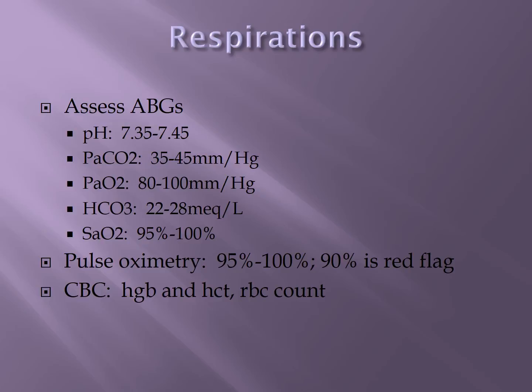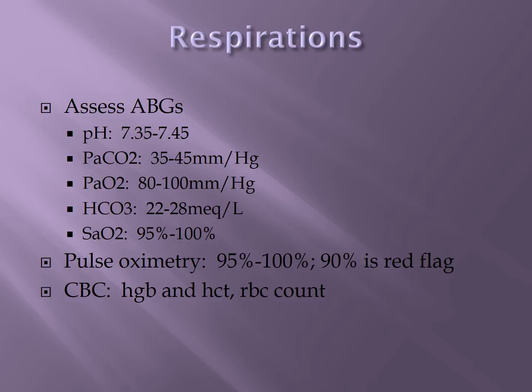Needle has been inserted into the radial artery, blood has been obtained and taken to a machine that is going to tell us what these numbers are. Pulse oximetry, we put a little instrument on their finger, and it's going to measure how much oxygen is saturated on the hemoglobin on the red blood cells, and it should be 95 to 100%.